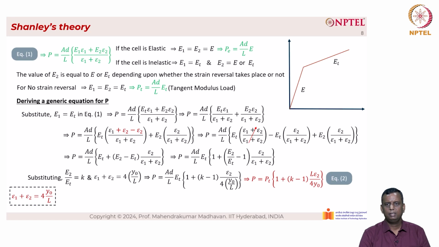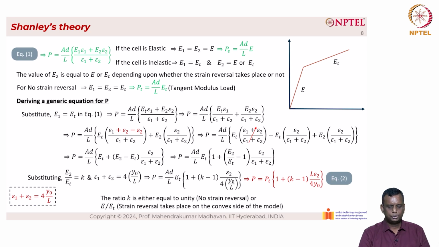This again can be modified as P equal to P sub T into 1 plus K minus 1 into L epsilon 2 divided by 4 y naught. The P sub T here represents AD by L into E sub T. This becomes equation 2. The ratio K is either equal to unity, where there is no strain reversal, or E by E sub T, where strain reversal takes place on the convex side of the model.